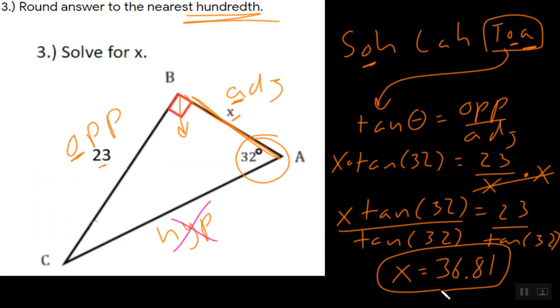Alright, well guys, let's go ahead and move on to our next example. And pause this, finish taking any notes as you need to.